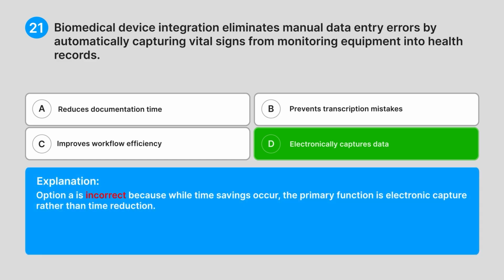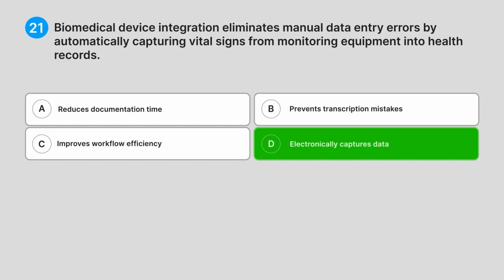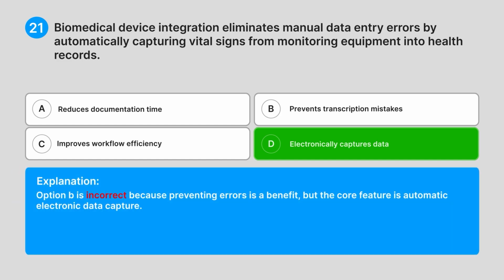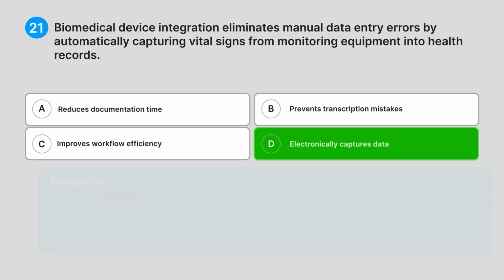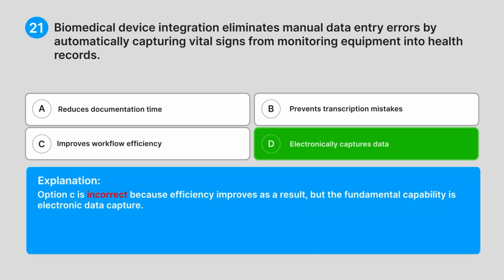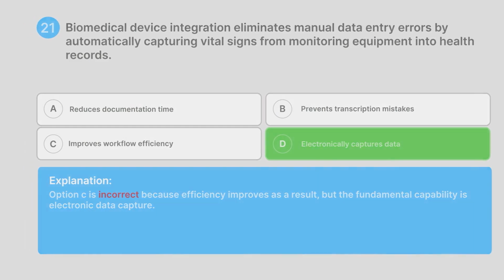Option A is incorrect because while time savings occur, the primary function is electronic capture rather than time reduction. Option B is incorrect because preventing errors is a benefit, but the core feature is automatic electronic data capture. Option C is incorrect because efficiency improves as a result, but the fundamental capability is electronic data capture.